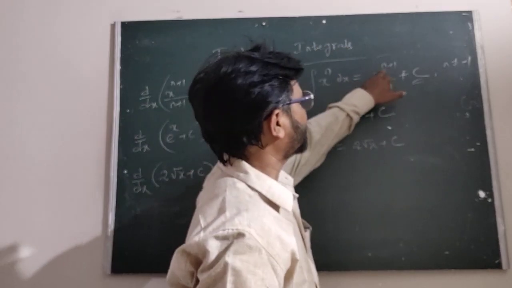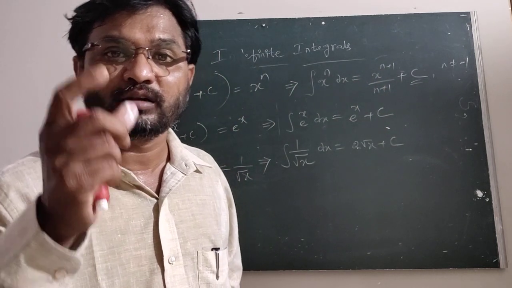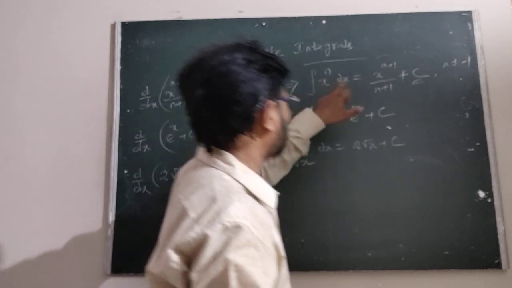The derivative of x power n plus 1 is n plus 1 into x power n plus 1 minus 1. The plus 1 and minus 1 cancel. Then you get x power n.